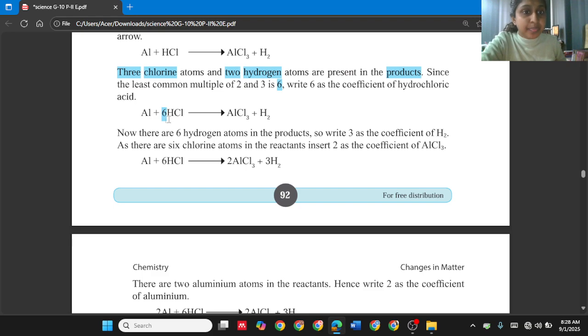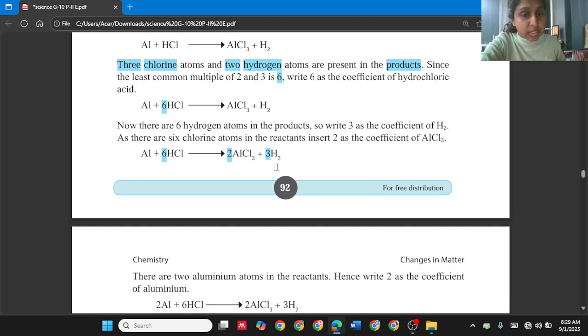Now we have 6 chlorines on the reactant side, but on the product side it's 3, so you have to put 2 here. Then multiplying 2 by 3, it becomes 6. Now it's correct. And what about hydrogen? It has 6 here, but we have 2 here, so we have to put 3 on the product side, and then multiplying 3 by 2, it becomes 6. Now the number of hydrogen is correct and the number of chlorine is correct.